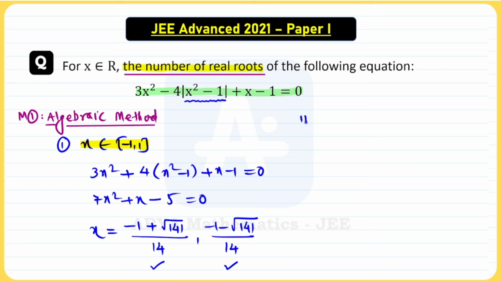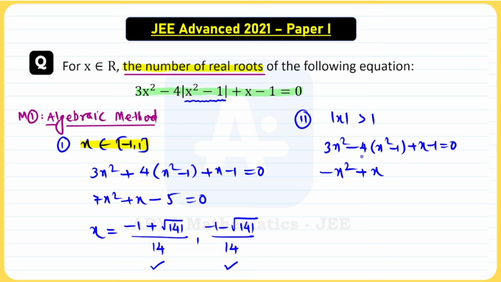Now consider the second case, when mod x is greater than 1, that is, either x is more than 1 or less than minus 1. In this case x square minus 1 will be positive, and therefore we'll remove the modulus sign with a plus sign. So we'll get 3x square minus 4 into (x square minus 1) plus x minus 1 equals 0. This will be minus x square plus x plus 3 equals 0. We can rewrite this equation as x square minus x minus 3 equals 0.